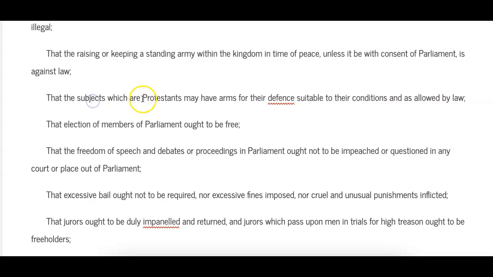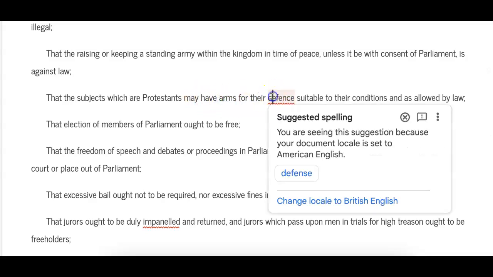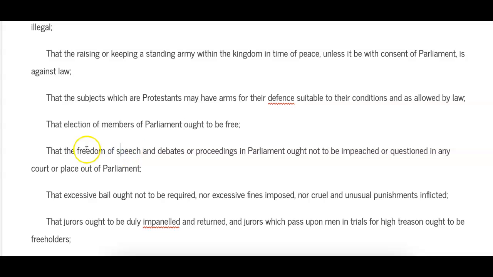For example, the subjects, which are Protestants, or those are the people of that religion, may have arms or weapons for their defense. I know that in our Bill of Rights, we have the right to bear arms. That looks really similar here. I also see this phrase, freedom of speech and debates or proceedings. I know freedom of speech is something that's similar in our Bill of Rights as well. It goes on to say that this is for Parliament, but we can tell that this phrasing was an idea that Americans took later. We also have this phrase about cruel and unusual punishments, that's not appropriate. And I know that's in our Bill of Rights as well.